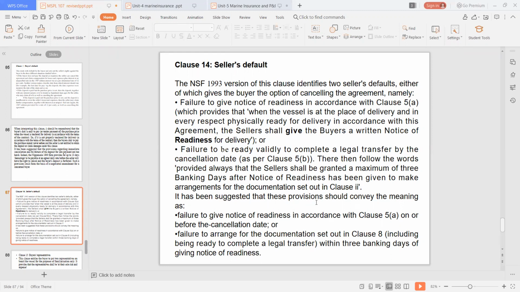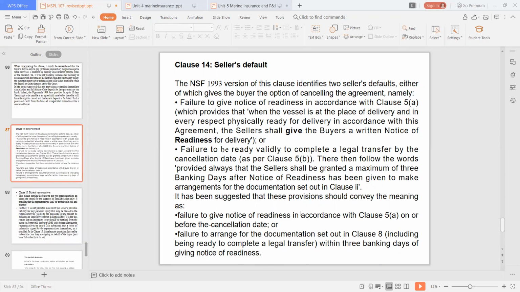It has been suggested that these provisions should convey the meaning as failure to give notice of readiness in accordance with clause 5A on or before the cancellation date, or failure to arrange for documentation set out in clause 8, including being ready to complete a legal transfer within 3 banking days of giving the notice of readiness. So that 3 banking days, 3 working days, plays an important role that it should be followed in the seller's default.